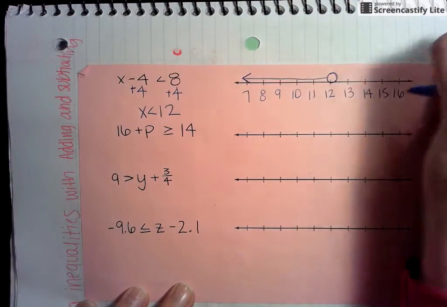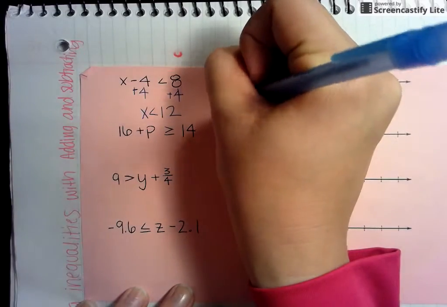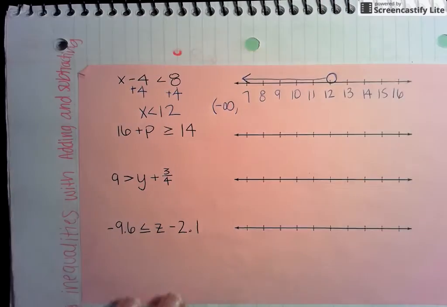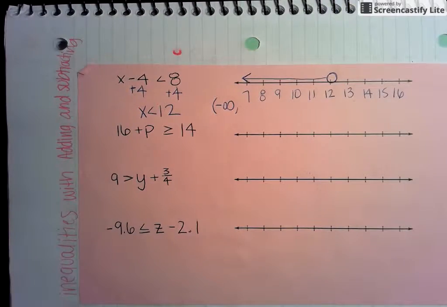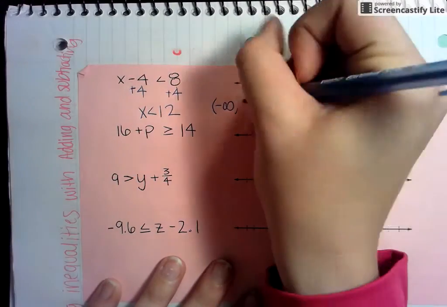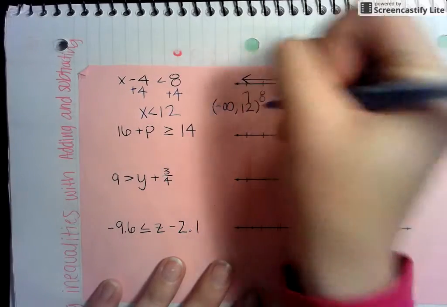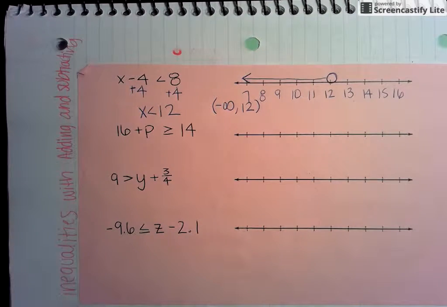So we would write negative infinity. We put a parenthesis next to the negative infinity because we're not including negative infinity. And we would put the 12 and a parenthesis because we're not including the 12.